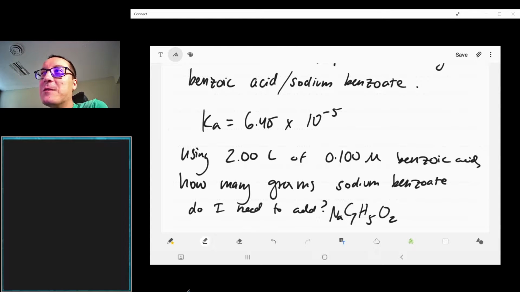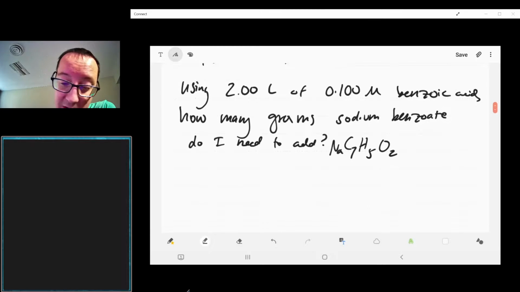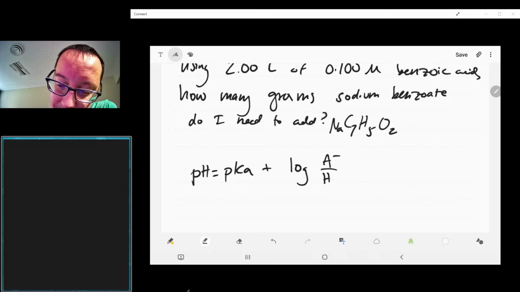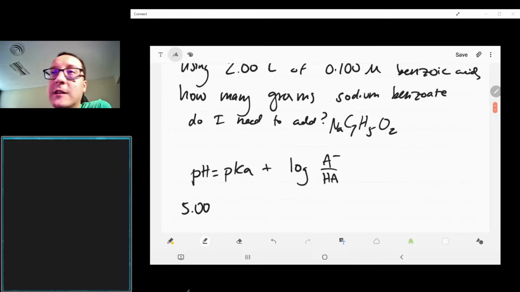So we're asked how much sodium benzoate to add. So this is a buffer solution, right? So chances are we should probably use the Henderson-Hasselbalch equation as is written there. We know that we want our pH to be 5.0.